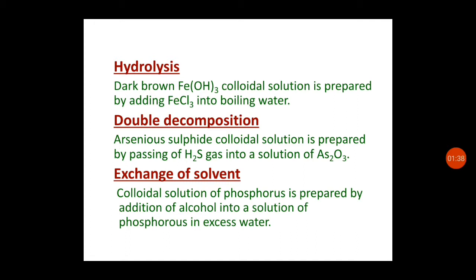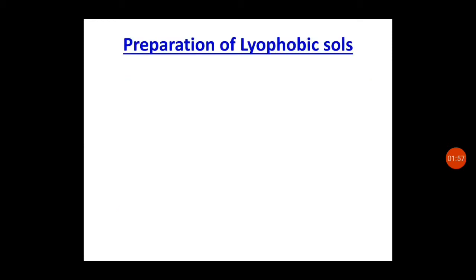Then double decomposition, arsenious sulfide colloidal sol is formed by passing H2S gas into a solution of As2O3. Then exchange of solvent, colloidal solution of phosphorus is prepared by addition of alcohol into a solution of phosphorus in excess water. Then there are dispersion methods.